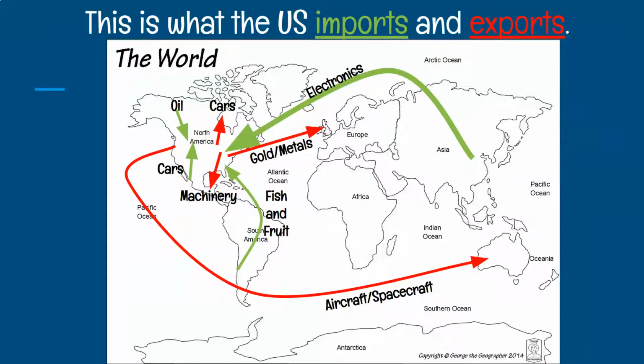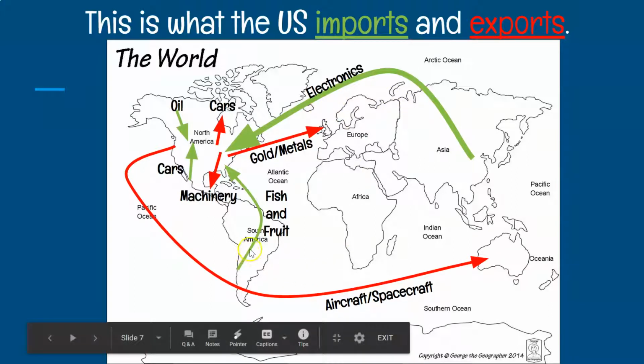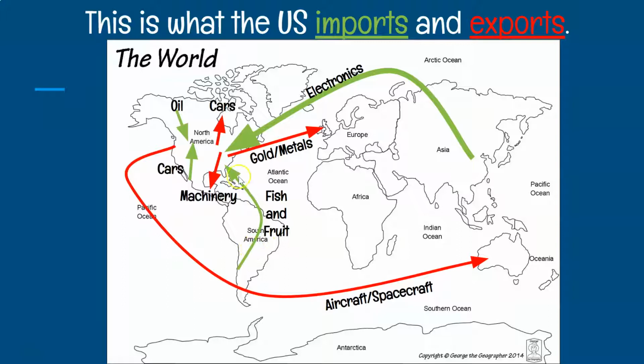So this is what the United States imports and exports. Things in green are imports. That means we're getting them from another country. So we get a lot of our electronics from countries like China and Japan. We get fish and fruit from countries in South America. We get cars from Mexico, and we get oil from Canada.